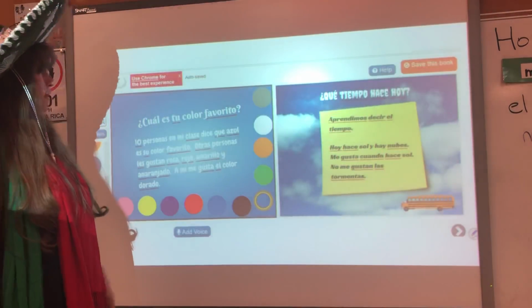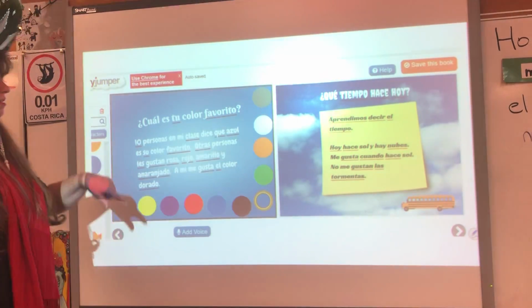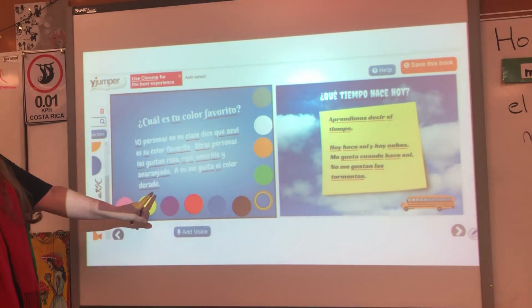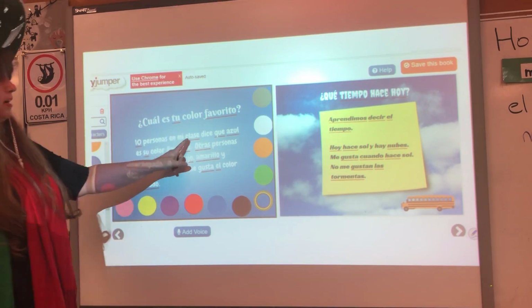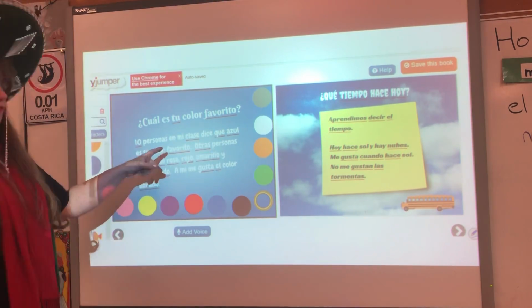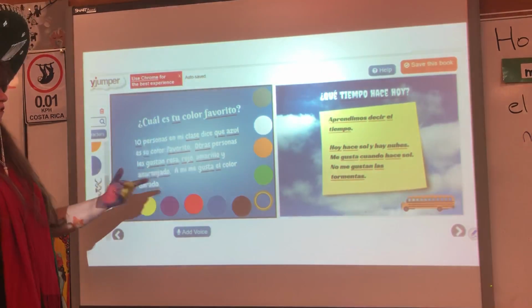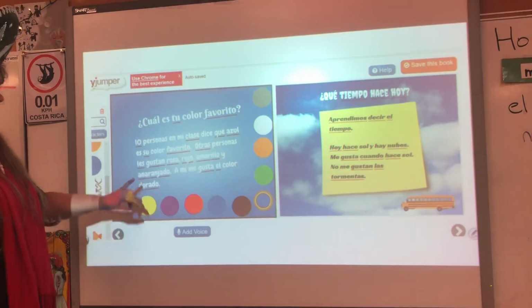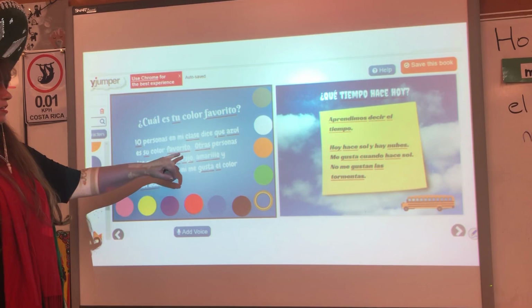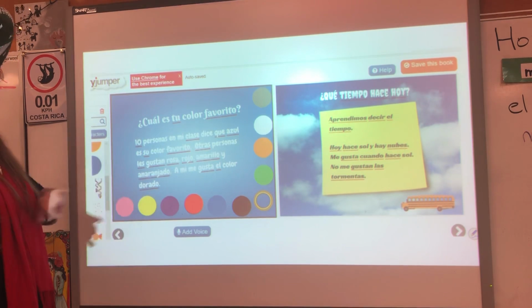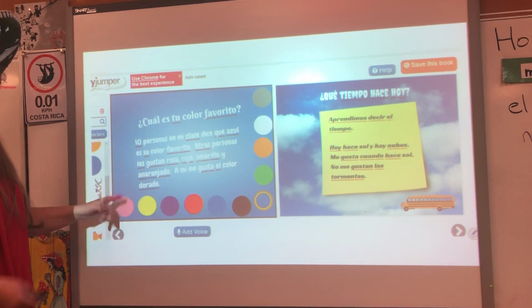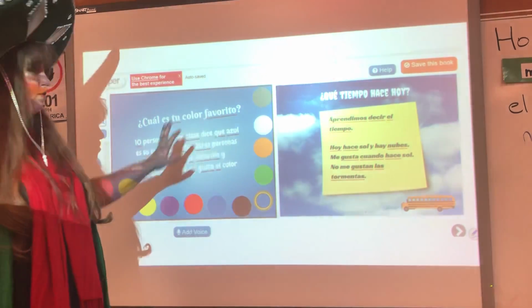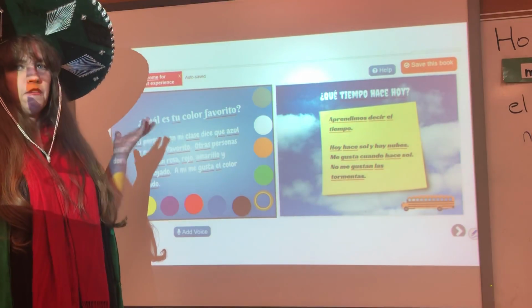I was able to play around with it and make some of these pages that say, ¿Cuál es tu color favorito? 10 personas en mi clase dice que azul es su color favorito. So this is just saying, what's your favorite color? 10 people in my class said blue is their favorite color. Otras personas les gustan rosa, rojo, amarillo, y anaranjado. A mí me gusta el color dorado. So this goes through and tells information about the class.